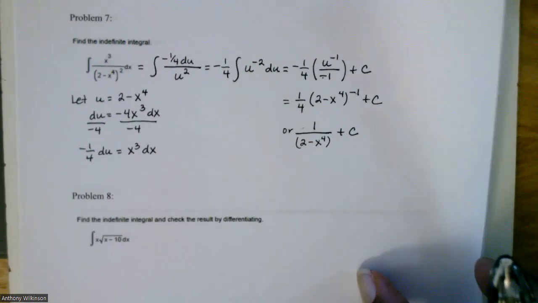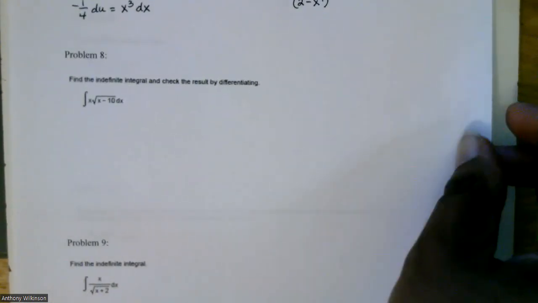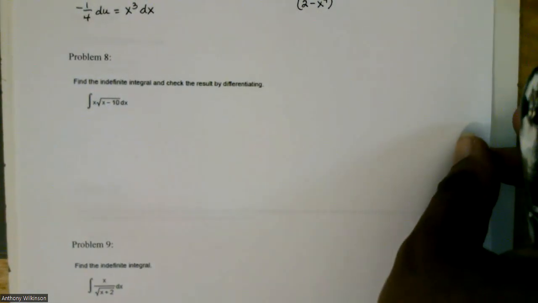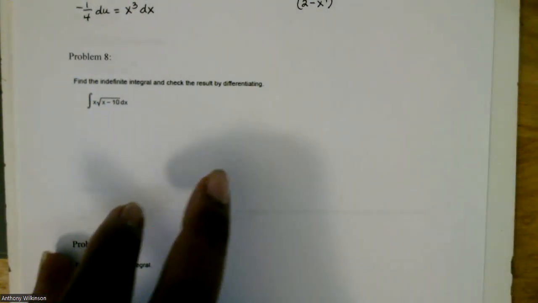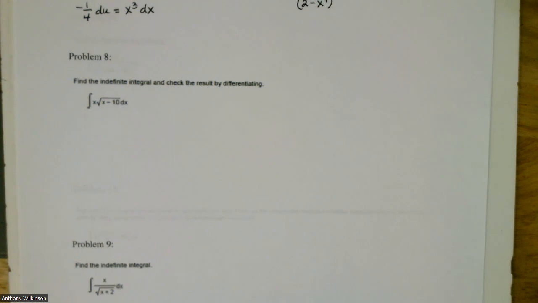All right, take a look at problem number 8. Here we're finding the indefinite integral. And I'm not going to worry about checking the result by differentiating. I'll leave the checkup to you for the sake of time. So here we've got the integral of x times the square root of x minus 10 dx.